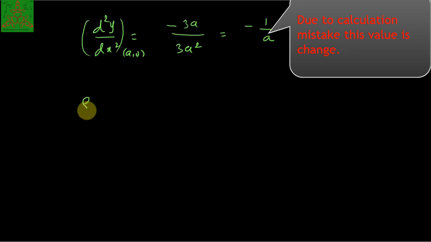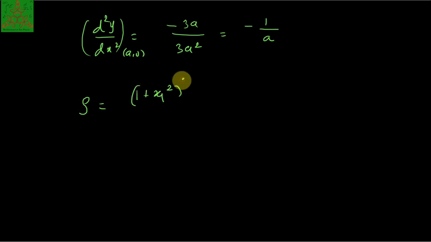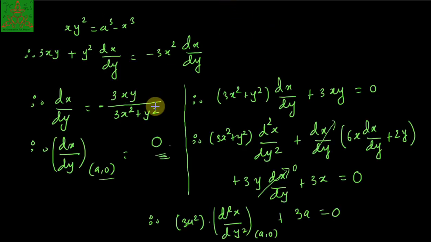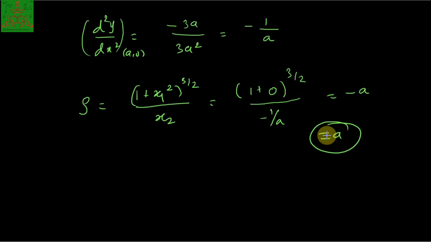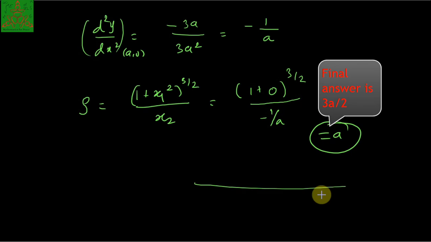So according to that, we have rho, which is the radius of curvature, equal to 1 plus x1 square raised to 3 by 2 upon x2. But x1 we have calculated is 0. That's why it is 1 plus 0 raised to 3 by 2 upon x2, which is minus 1 upon a. So that's why it is minus a. If you consider the modulus, then a is the radius of curvature. That completes the solution for this problem.